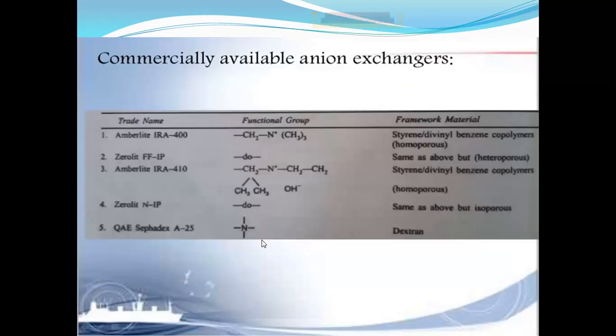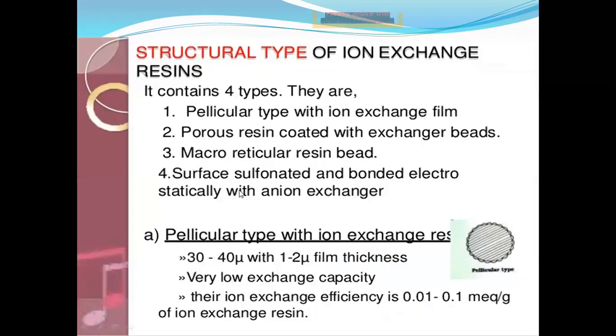Okay. And next, commercially available anions. And next, structural types of ion exchange resins. This is very, very important. Why? Because the structure also matters here. The efficiency of elution depends on the structure of our stationary phase, that is the ion exchanger. So here we may have four types of ion exchangers on the basis of their structure: pellicular type, porous type, macroreticular, and surface sulfonated and bonded electrostatically with ion exchanger.